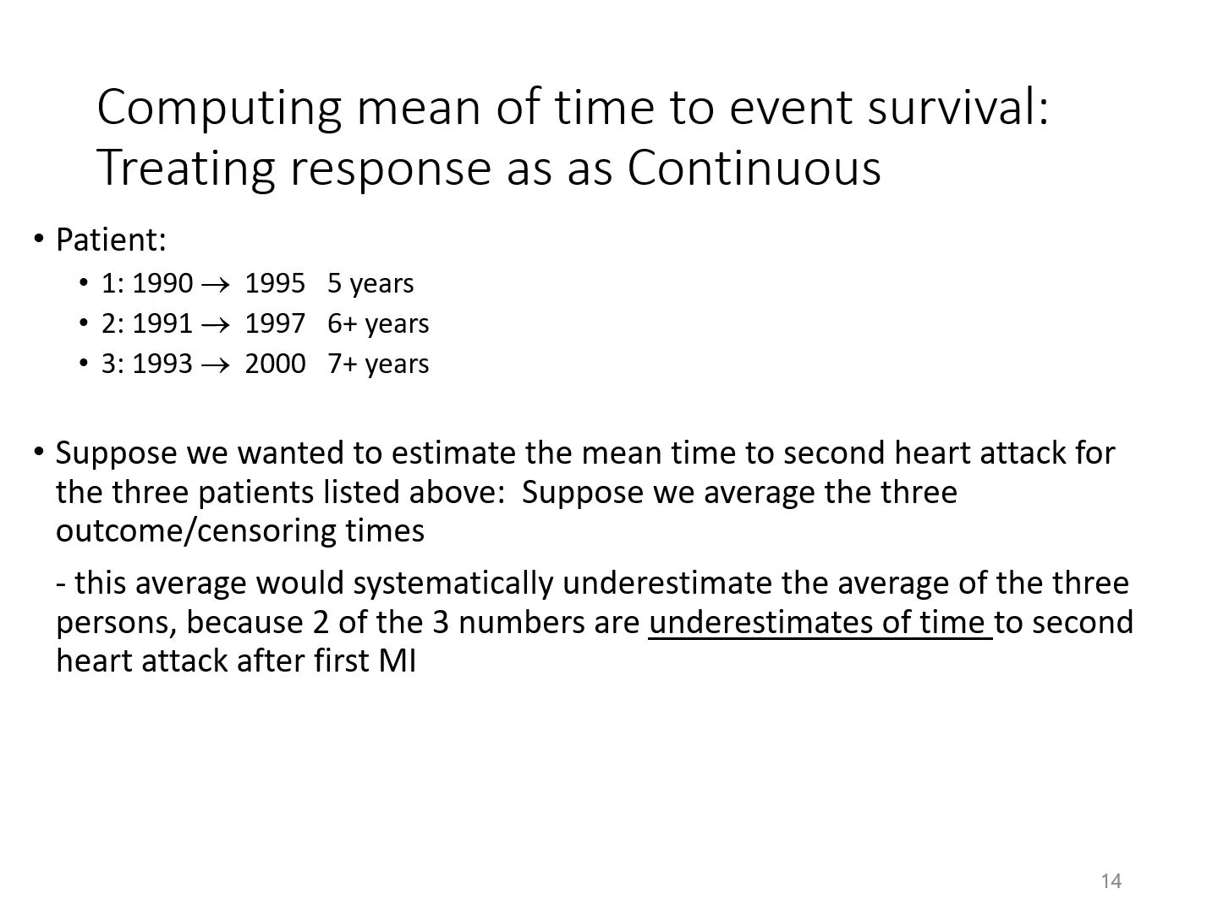But if we try to compute the mean time to event, let's see what happens. We add up the years and we average. The average will systematically underestimate the true average survival time, right? Because we don't know how long they will stay without the event. So the 6 and the 7 are actually underestimates of the time to second heart attack.